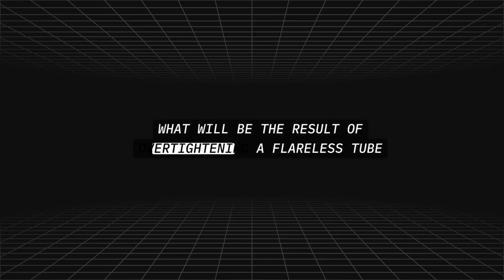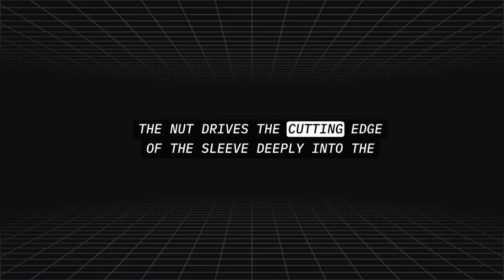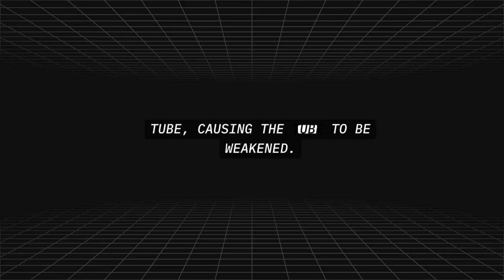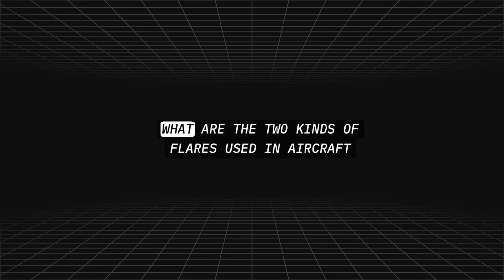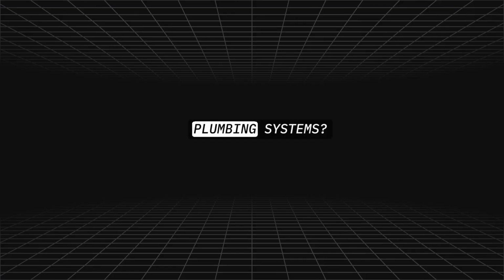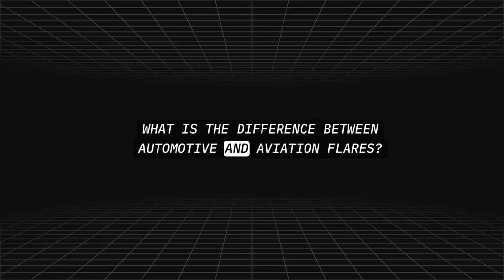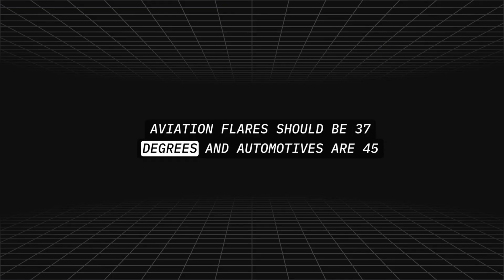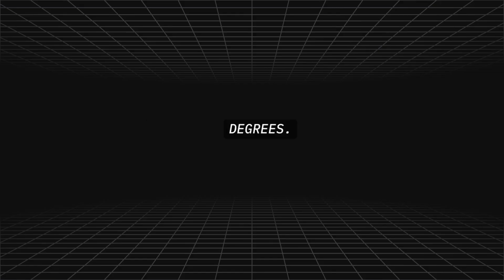What will be the result of over-tightening a flareless tube fitting? The nut drives the cutting edge of the sleeve deeply into the tube, causing the tube to be weakened. What are the 2 kinds of flares used in aircraft plumbing systems? A single flare and a double flare. What is the difference between automotive and aviation flares? Aviation flares should be 37 degrees and automotives are 45 degrees.